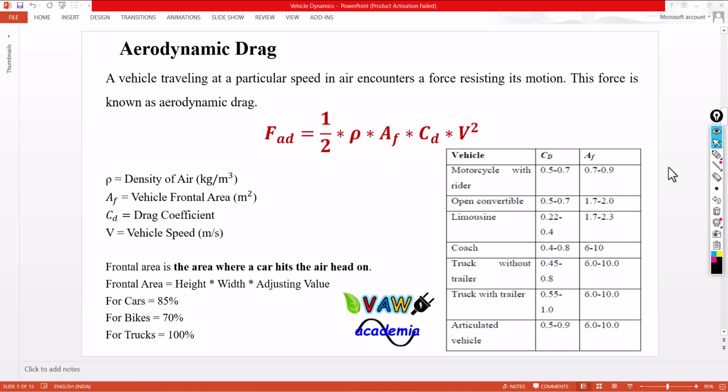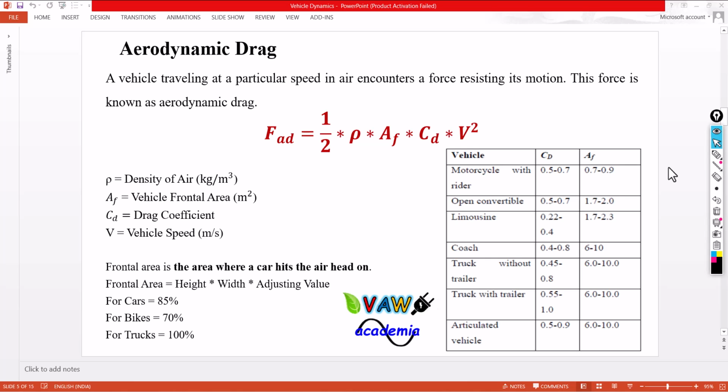The second one is aerodynamic drag. Imagine you are riding a two-wheeler on a highway at a speed of 80 km per hour. And definitely the air will oppose you. The air will oppose the motion of the vehicle. So that force is nothing but aerodynamic drag. A vehicle traveling at a particular speed encounters a force resisting its motion. This force is nothing but aerodynamic drag.